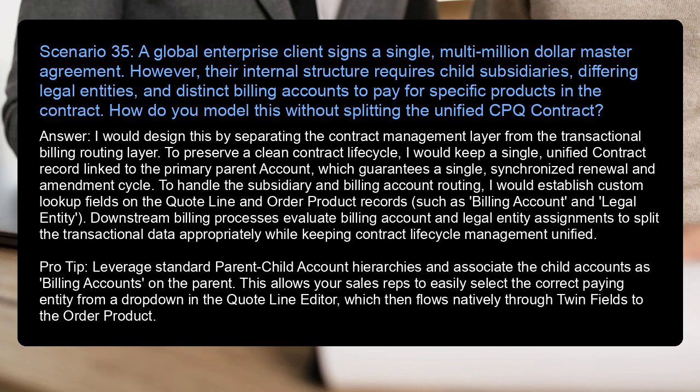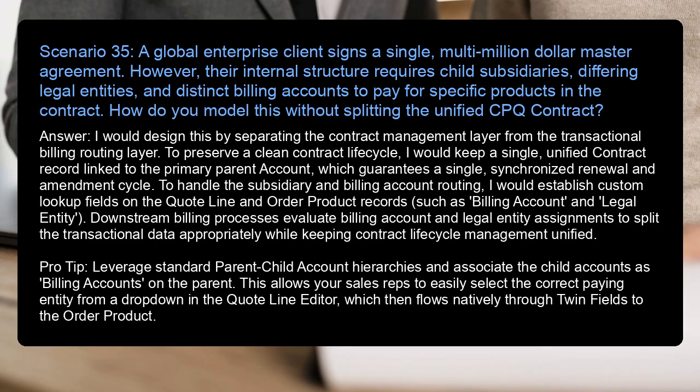Scenario 35. A global enterprise client signs a single multi-million-dollar master agreement. However, their internal structure requires child subsidiaries, differing legal entities, and distinct billing accounts to pay for specific products in the contract. How do you model this without splitting the unified CPQ contract?